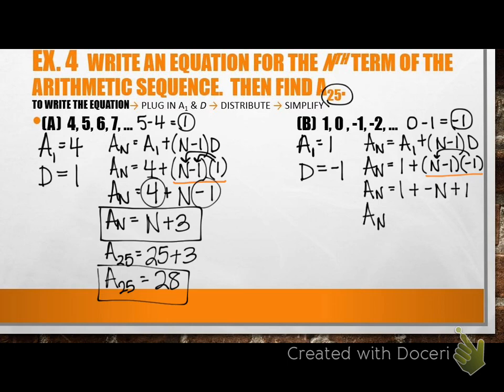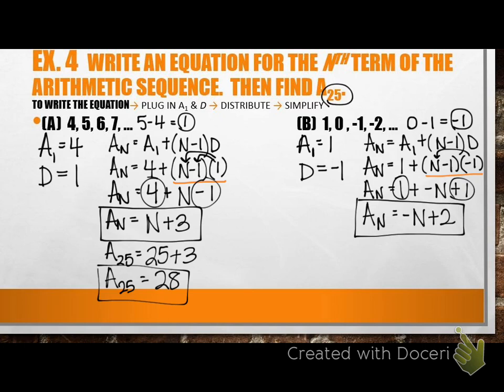All right, Chase, how did you guys simplify? Good, the 1 plus 1. So a sub n equaled what? Negative n plus 2. All right, just by a show of hands, how many of you got the right equation? Okay, just by a raise of hands, who got the right equation?